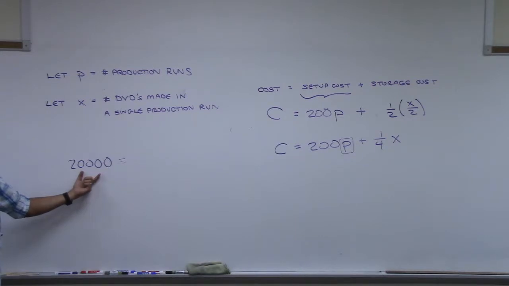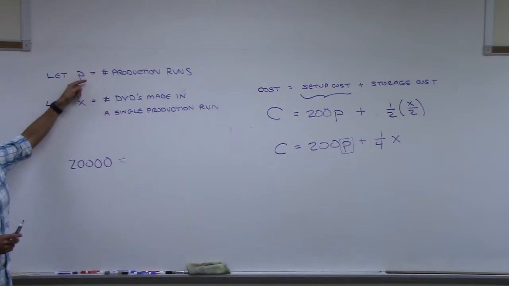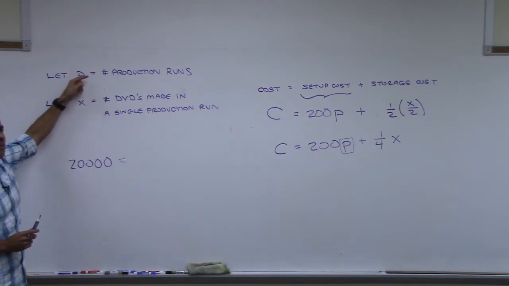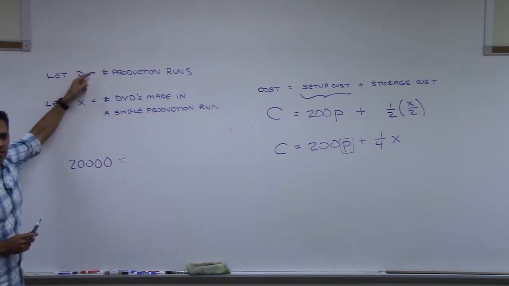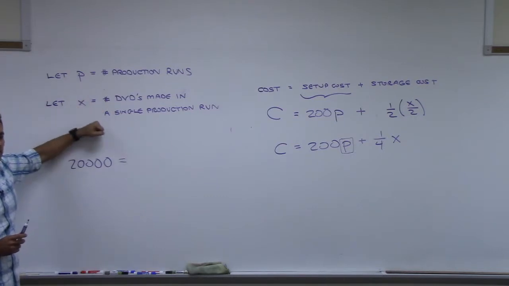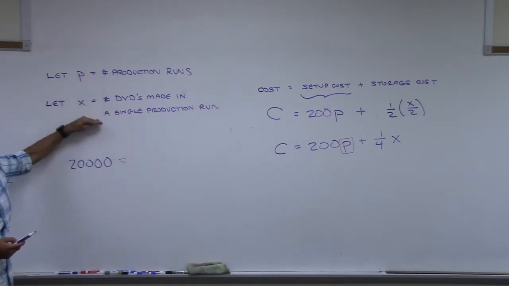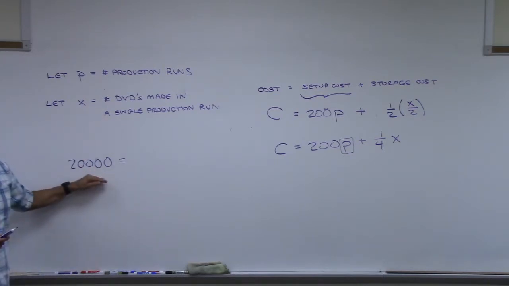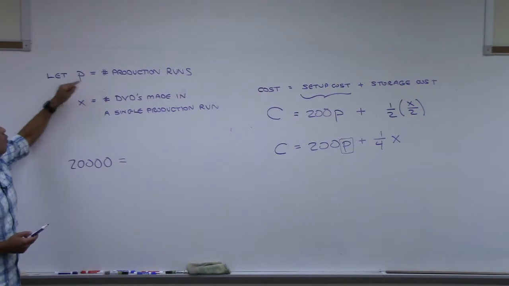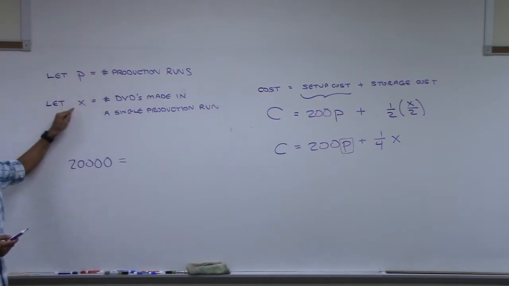I yelled out revenue. So let's see. Just think about it. If I do 20 production runs, how many DVDs do I have to make each production? If I do 20 production runs, 1,000. I have to make 1,000 each time. Why? Because you need 20,000 DVDs for the year, right? So if I did one production run, how many DVDs would I have to make in that production run? 20,000. It's the revenue function.